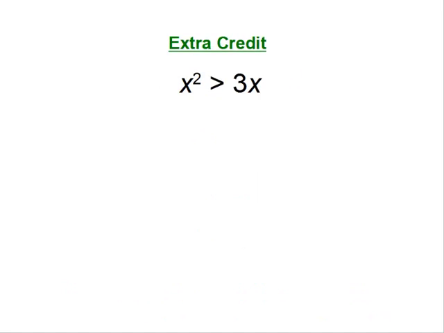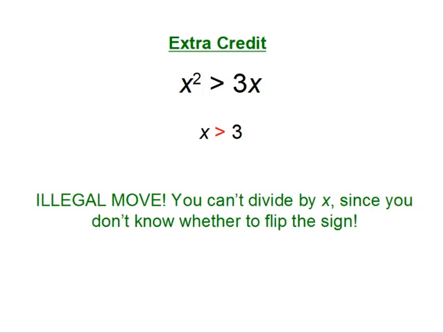Here's an extra credit problem for you. And if you're like a lot of people, the first move that you made was to say, hey, I've got an x on both sides. Why don't I divide that out? This can simplify that way. With inequalities, you don't want to do that. For one thing, if you don't know the sign of that variable, you don't know whether you're multiplying or dividing by a negative number. And you don't know whether you need to flip the sign.